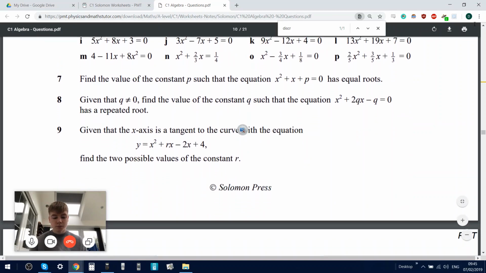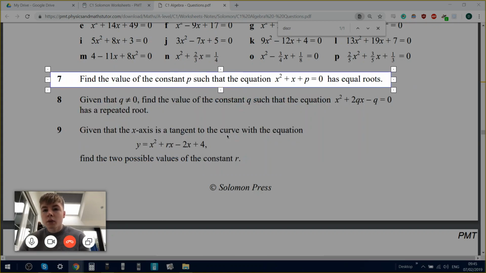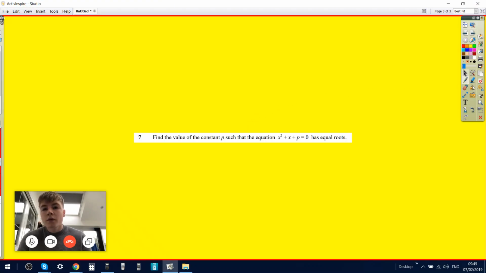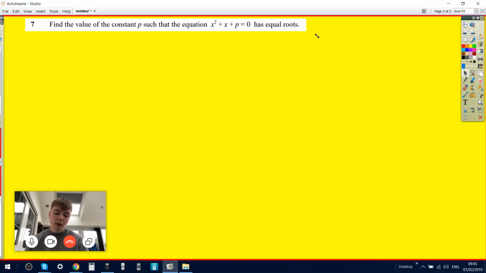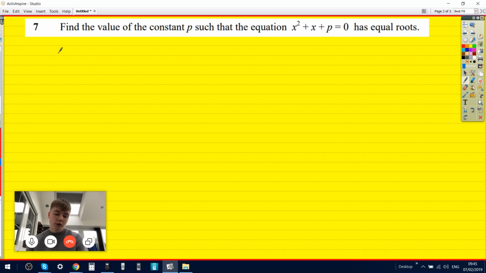Let's see. So question 7. How would you go about this one? If it has equal roots, does that mean there's only one repeated root? Yep. So it's equal to 0. What is equal to 0? That's what we're trying to find out, is it P? Yes. But you said it has equal roots, so it's equal to 0. But what is equal to 0 if it has equal roots? It's the equation, x squared plus x plus P.